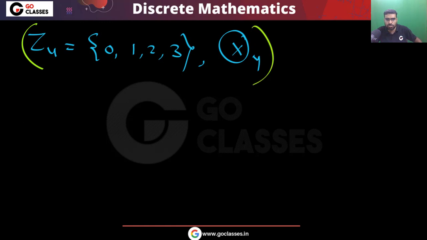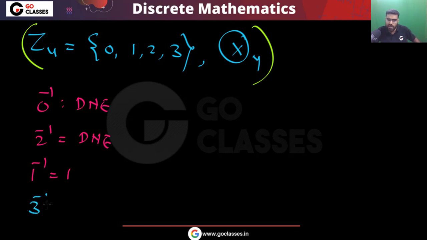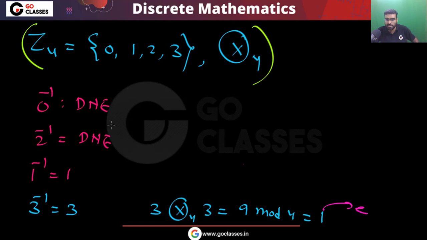So in this structure, 0 inverse does not exist. Similarly, 2 inverse does not exist. 1 is the identity element, and 1 inverse is 1. The identity element's inverse is always the identity element, and 3 inverse is equal to 3. Why? You can check it out: first you multiply, then you find mod 4, and that will be 1, which is your identity element. So very easily you can see that 3 inverse is equal to 3. Because 0 and 2 do not have inverse elements, I can say there is no inverse property.